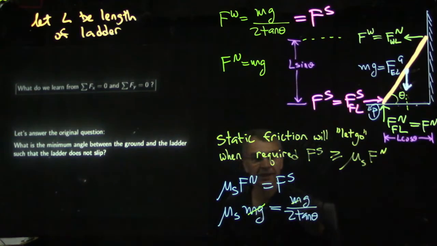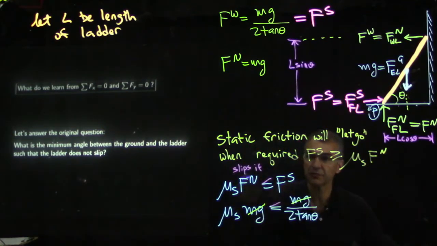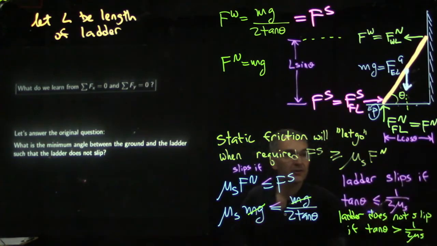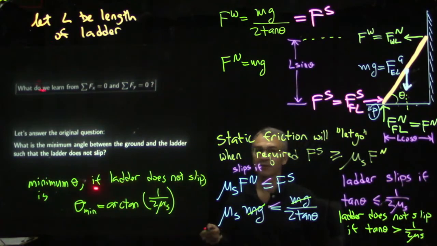The mg cancels. So the ladder slips if F static is bigger than mu static F normal. So the ladder slips if this 1 over 2 tan theta is bigger than mu static. So the ladder slips if tan theta is smaller than 1 over 2 mu static. So the ladder does not slip if tan theta is bigger than 1 over 2 mu static. So the minimum angle, if the ladder is to stay up there without slipping, is arctan of 1 over 2 mu static. So we need theta to be bigger than arctan of 1 over 2 mu static.